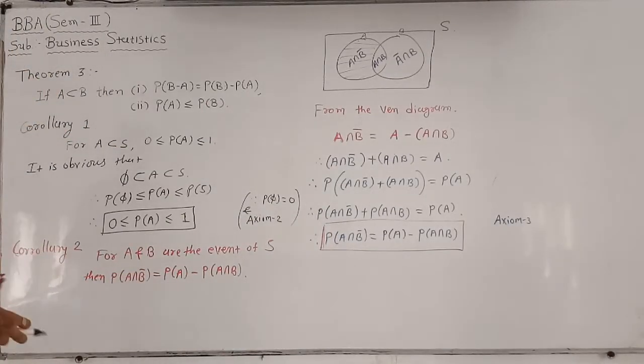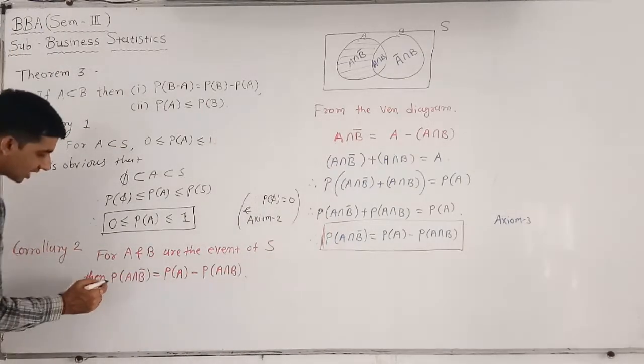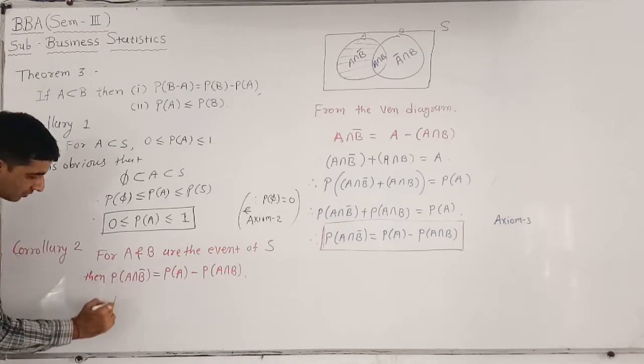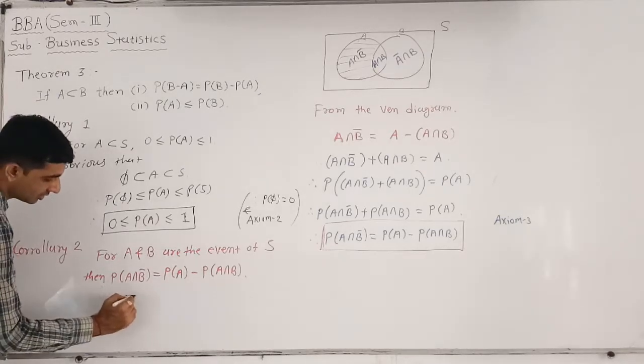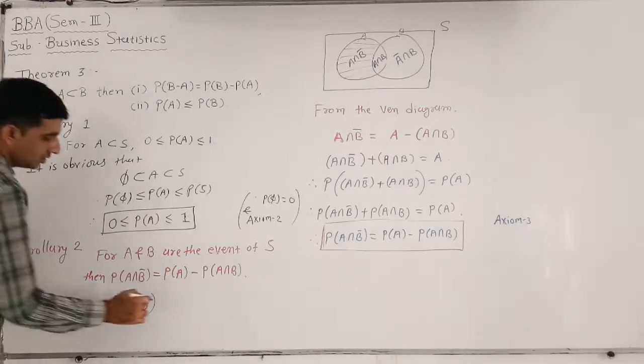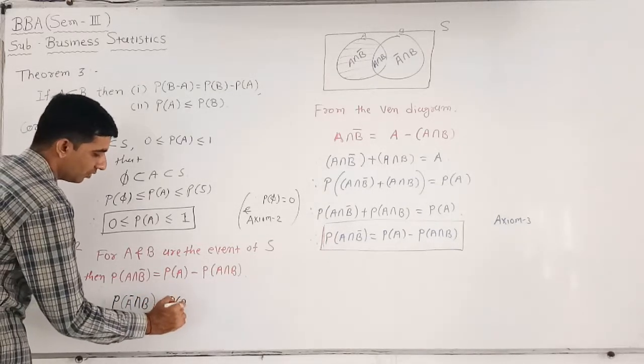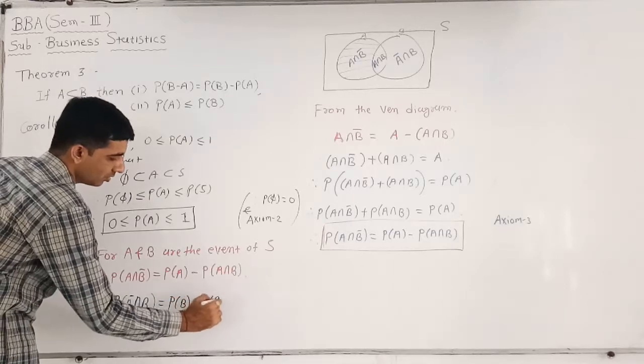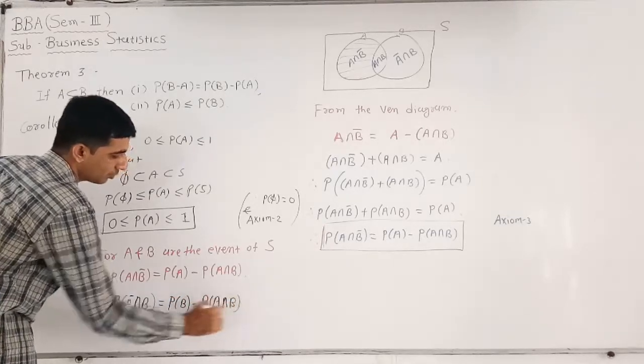And second, similarly we can write that P of A bar intersection B is equal to P of B minus P of A intersection B. This can also be proved.